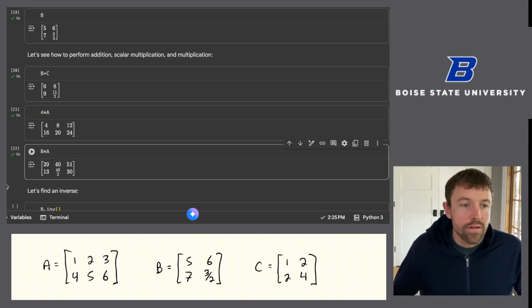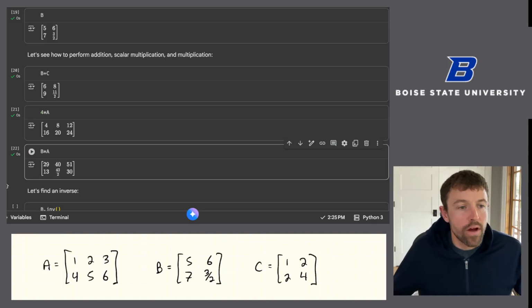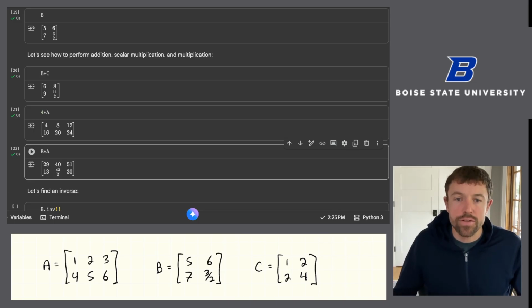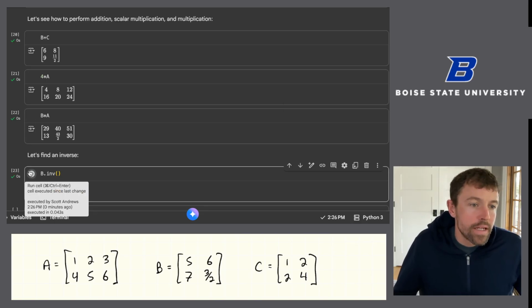Just be careful. That's what I always say is, just remember that there's this issue with matrix multiplication in Python. And if you're unsure at all, just check each time, make sure you're using the correct one. To find an inverse, we no longer have a function. It's just, I guess it would be a method. It's a built-in thing to B.